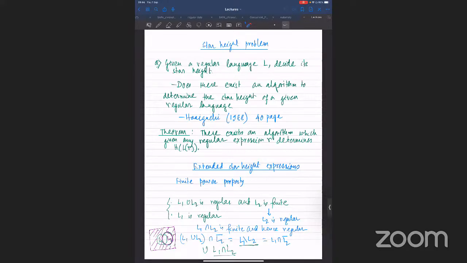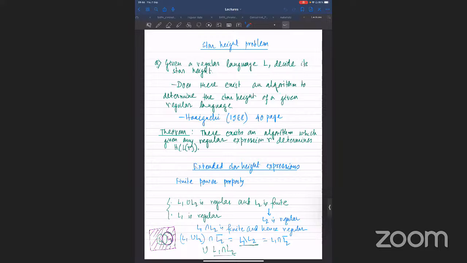Good. So what did we discuss last time? We were talking about regular expressions, and we talked about the star height problem. So what was it? The number of nested stars. That is the star height of the regular expression. And what is the star height of a language? The minimum possible over all such regular expressions. And what is the star height problem? Given a language, find the minimum possible star height of the language. So that is the star height problem.